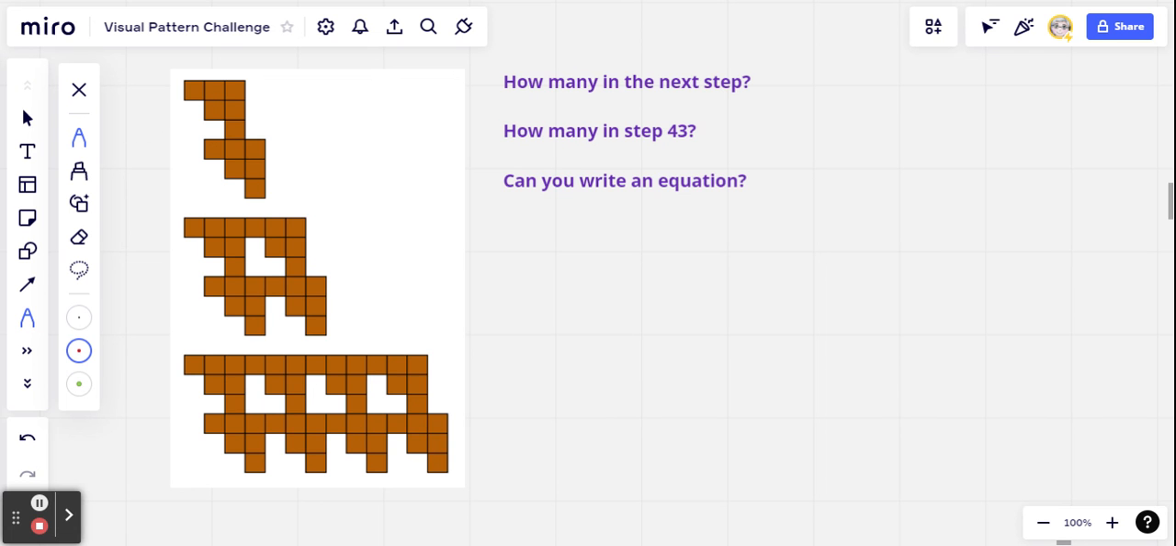Here's our pattern today. Here's step 1, here's step 2, here's step 3, and your challenge is to predict the number of squares in step 4. If you can do that, can you predict the number in step 43? And can you write an equation that could be used to predict the number of squares in any step at all? That's the challenge. If you'd like to accept it, pause the video and see what you can do.